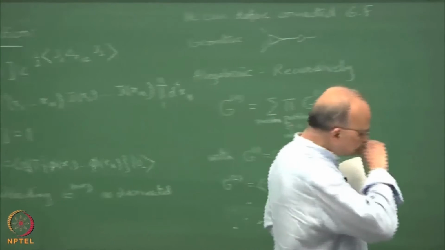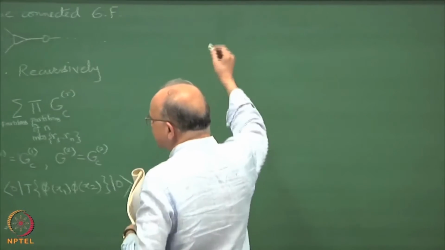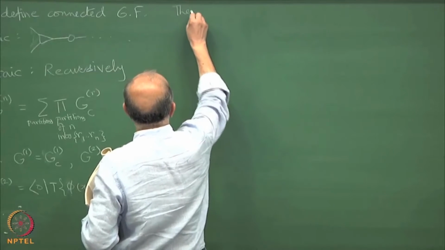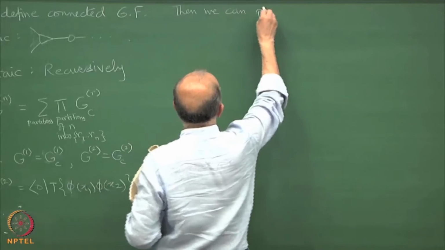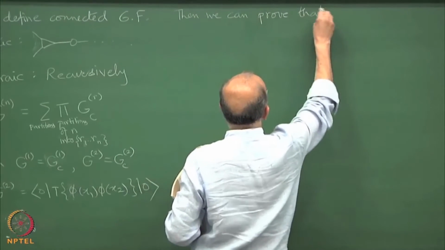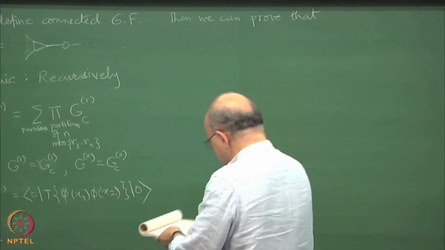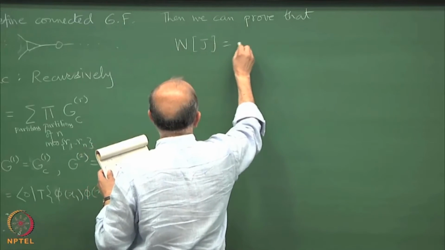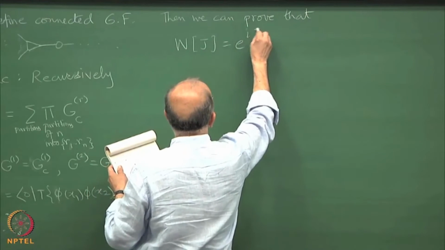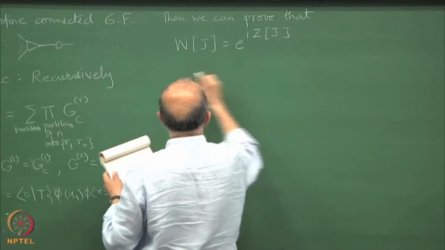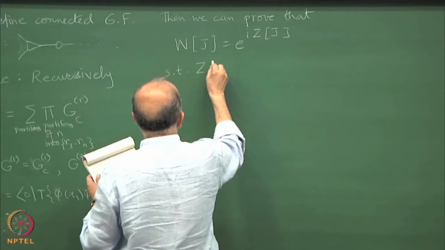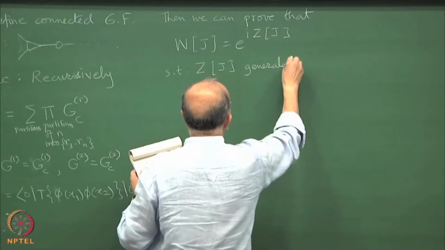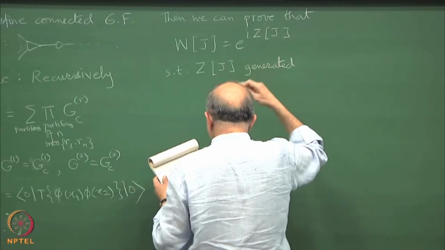And now this is what I have not proved so far, and I actually just meant to summarize what we have done so far, is that then we can prove that, and here the definitions differ a little bit. Yeah, so here we use W(j) equal to e raised to i times Z(j), such that Z(j) actually generates only the connected Green's functions. Rather, it is a generating function of them.